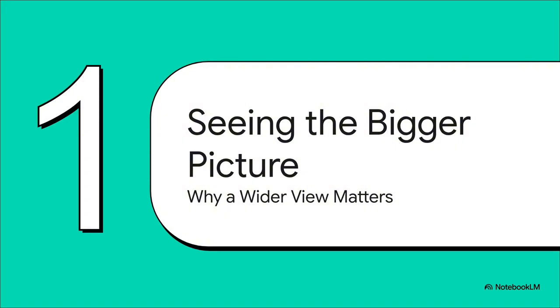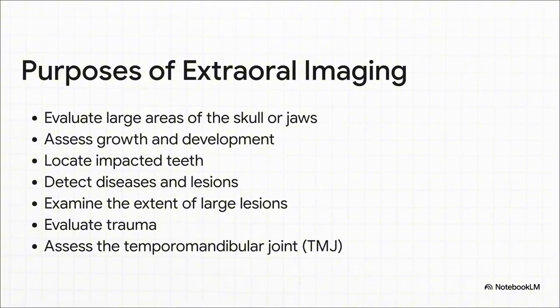Well, it's really all about seeing the bigger picture. Sometimes, to figure out what's truly going on, a dentist has to zoom out. They need to see the entire structure of your jaws, your teeth, and even parts of your skull, all at the same time. And this is exactly where extraoral imaging comes into play. It's used for so much more than just a cavity check. We're talking about the big stuff, like assessing growth for braces, hunting down those pesky impacted wisdom teeth, detecting diseases or lesions, checking out the damage after an accident. We're getting a good look at your jaw joint, the TMJ. It is the go-to tool for a full comprehensive diagnosis.